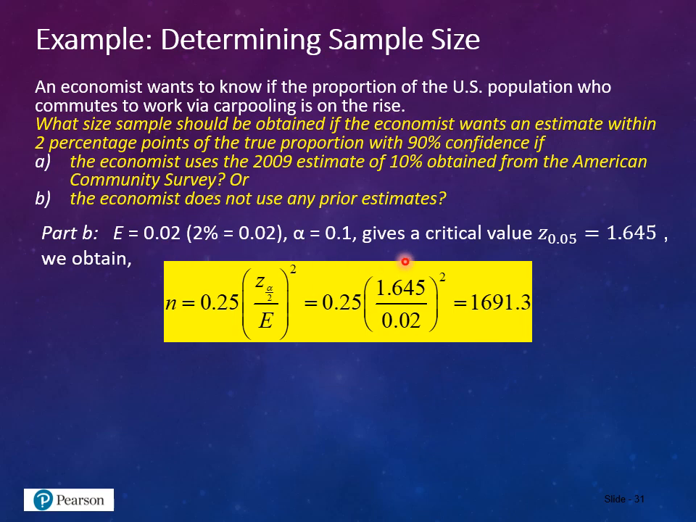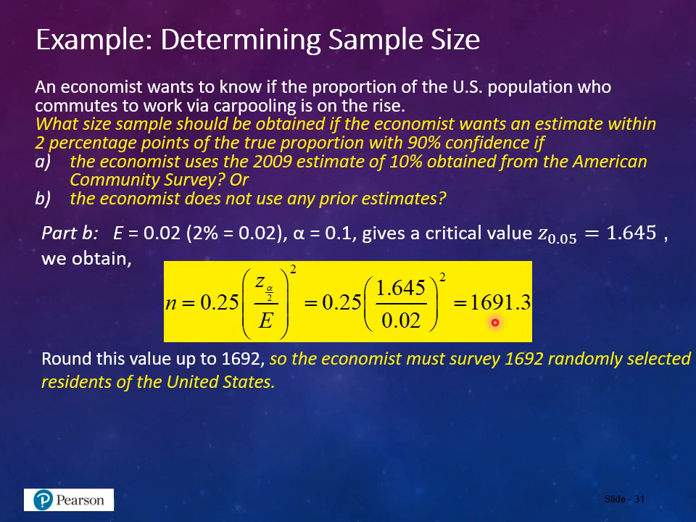Well, all these values are going to be the same. Our error rate is 0.02, our alpha is 0.1, and our critical value is 1.645. Here we plug in the values, and notice we get a sample size of 1,691.3, which we round up to 1,692. So the economist must survey 1,692 randomly selected residents of the United States.